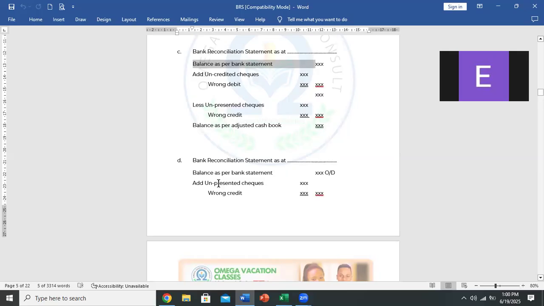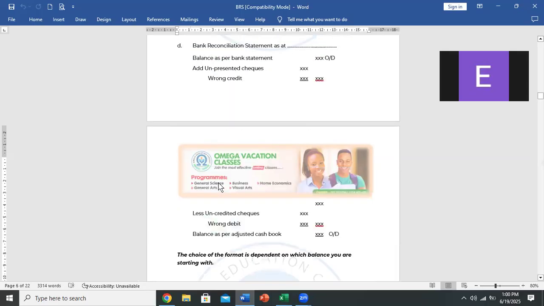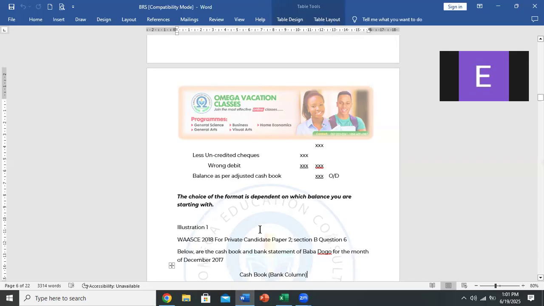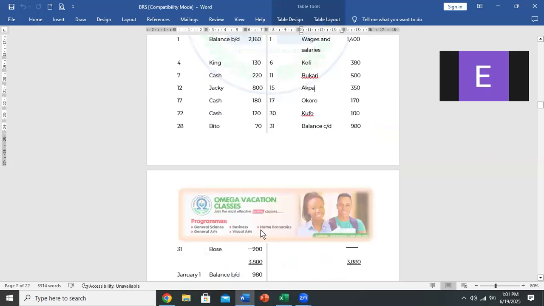And I think I did a demonstration as to why we add and less these items. So please watch the videos if you have issues with it. Or better still, you can prompt me here so that I can quickly go over it for you. So the note here is the choice of the format is dependent on which balance you are starting with. Okay. And sometimes it depends. The question might give you the balance and you have no option than to begin with that particular balance. Okay. So let's look at the first illustration.